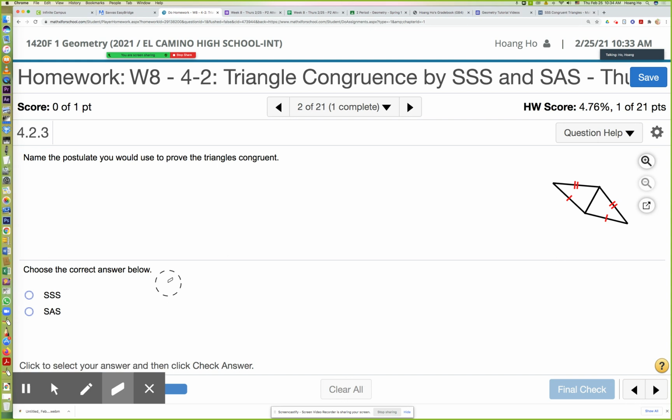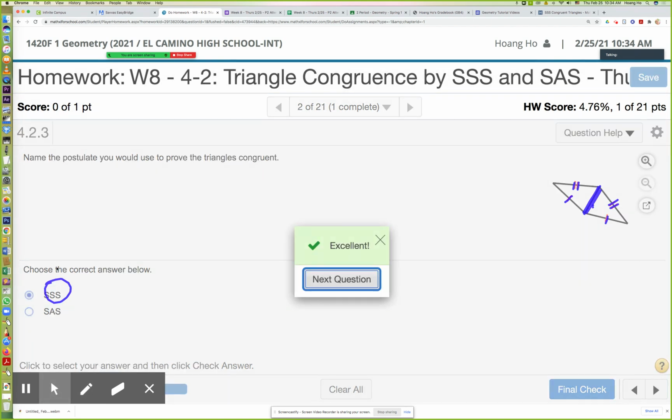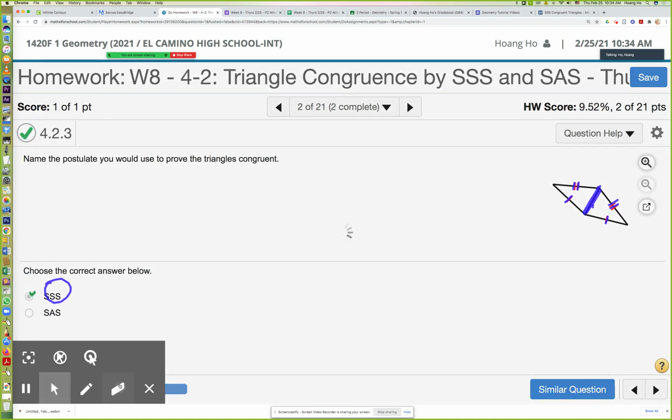The next one, very similar. Okay, so you see two pairs of sides congruent already. Where is the third pair of sides? Right here. They share the common side. See that? Here's the common side. So is that again side, side, side? Side, side, side. All right. Let's do the next one. Very similar.